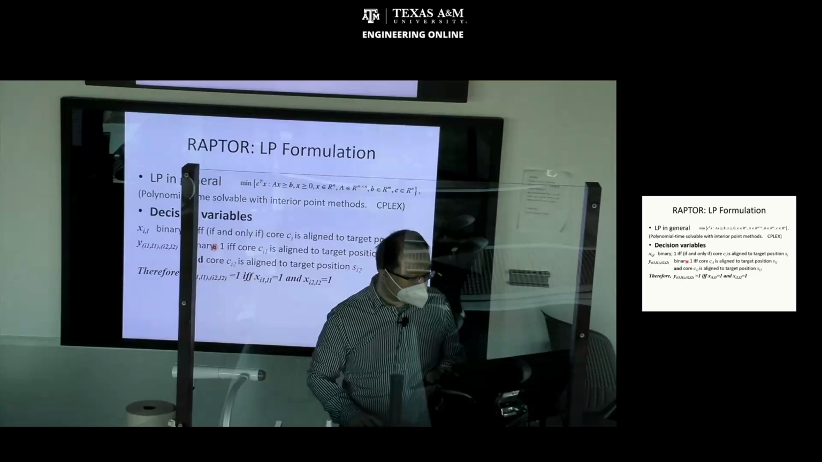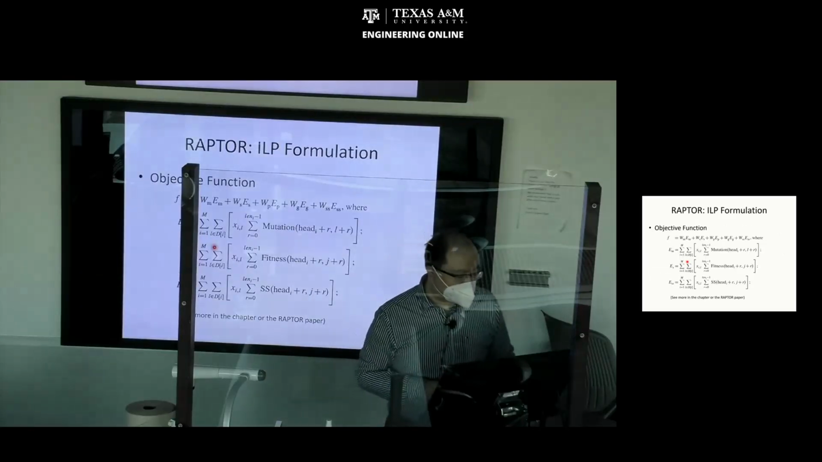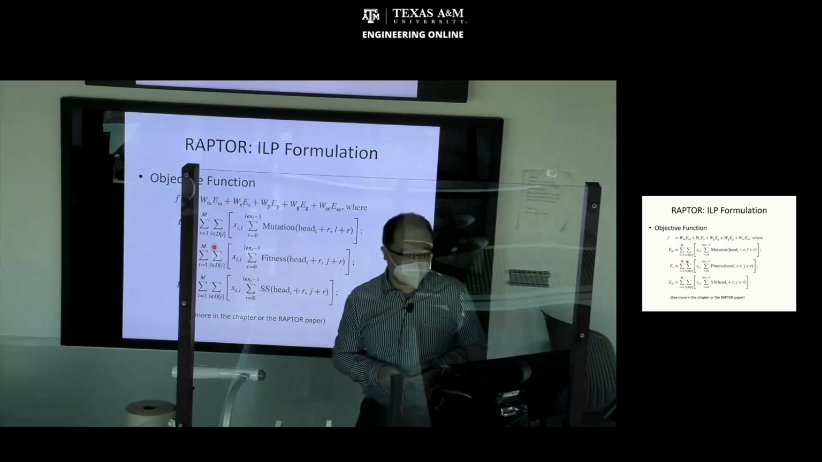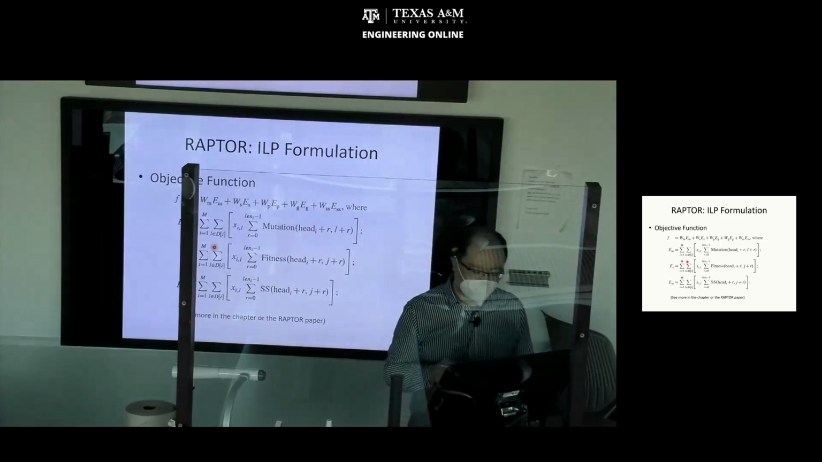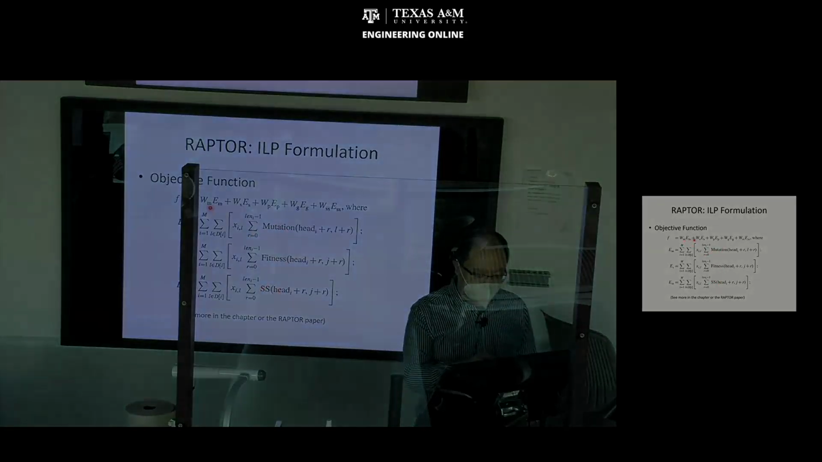Now, the formulation. First, the objective function is relatively easy. I don't want to say too much about it. It's a weighted sum of mutation, fitness, secondary structure, and so on.